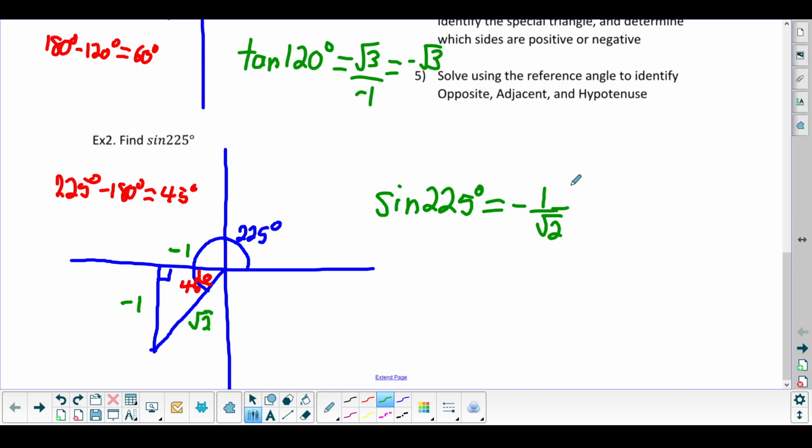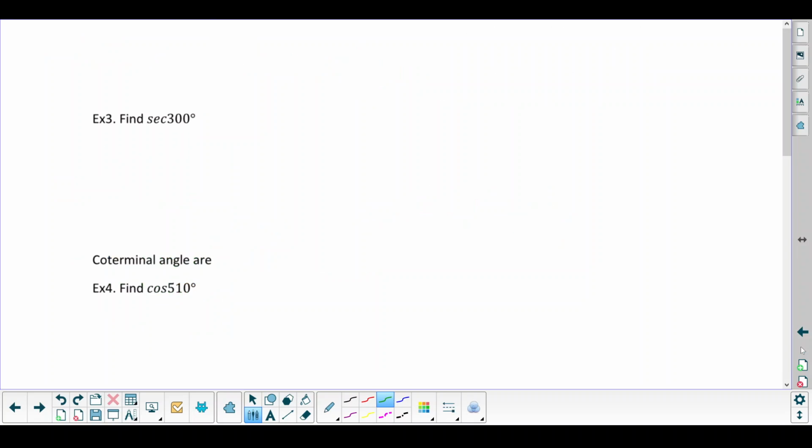And that's how we can find sine of 225. All right, we've got 2 more examples to do together. So the next one is secant of 300 degrees. Okay, so we're getting some big angles in now. So let's start by drawing our plane. I'm going to draw it off to the side so I got a bit more space.